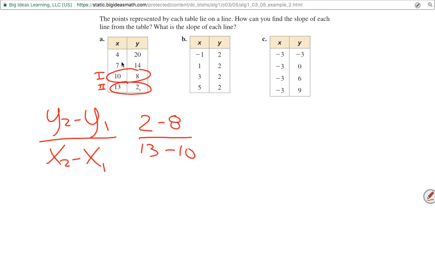2 minus 8 is negative 6. 13 minus 10 is 3. We have negative 6 over 3. Can that be simplified? It's going to be a negative 2. Very good. So that's kind of how you find your slope as you go through.